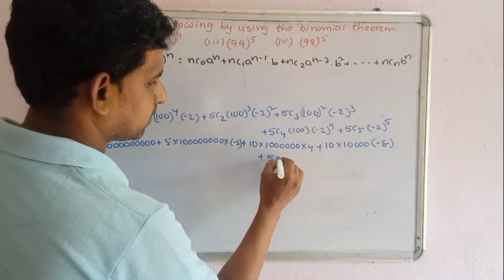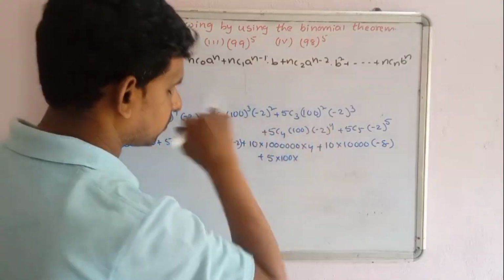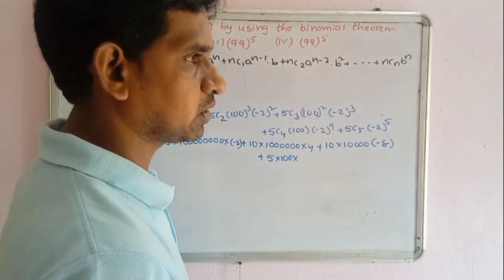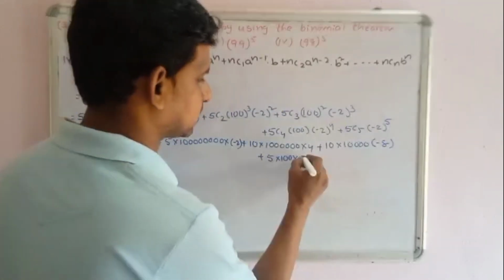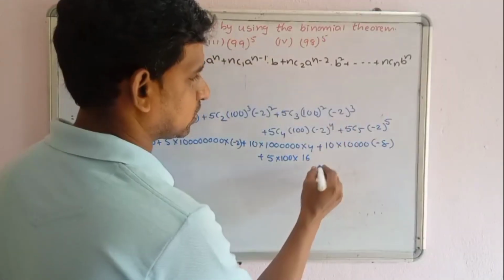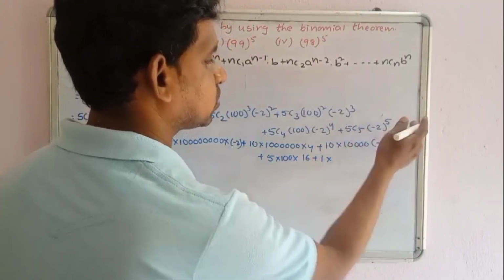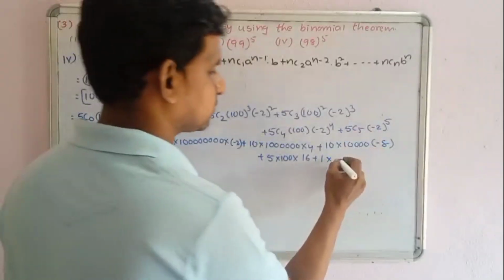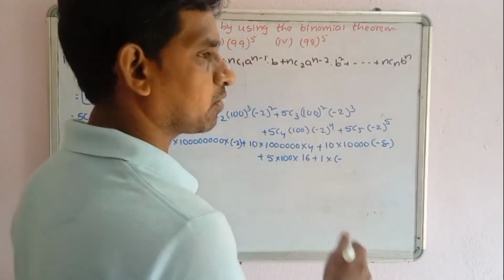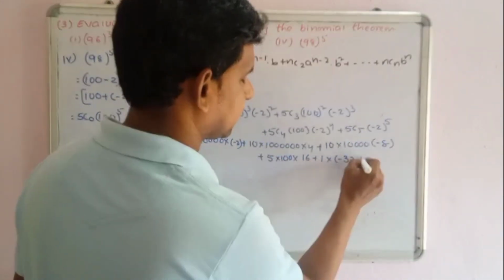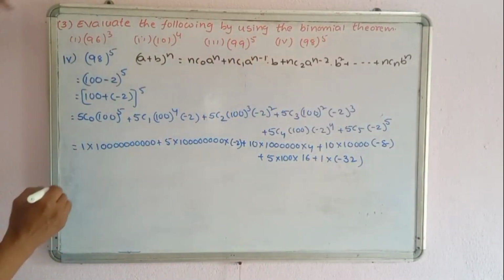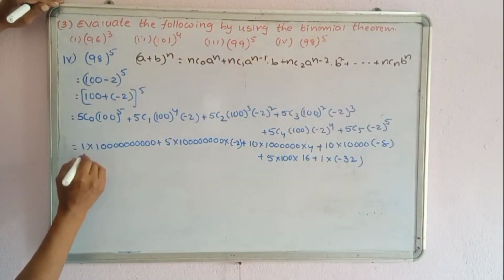5c4 value 5 multiply with 100 into minus 2 power 4 is 2 multiplied 4 times. 2 2s are 4, 4 2s are 8, 8 2s are 16. So negative power 4 is positive only. Okay, next, last, 5c5 value, 5 into minus 2 power 5. So minus power 5 is first minus. Okay, next 2 power 5 is 32, 2 written 5 times. Okay, this is the first step as it is.